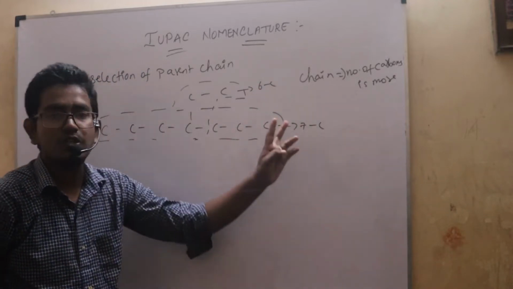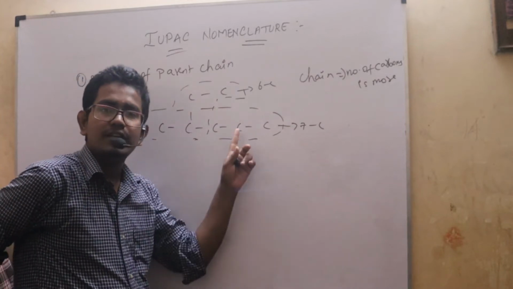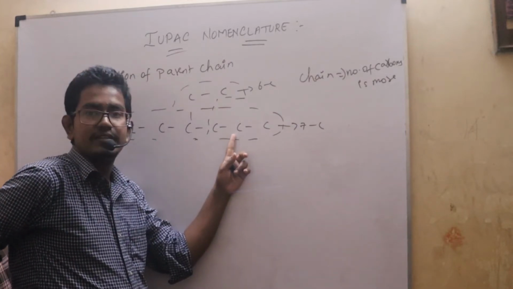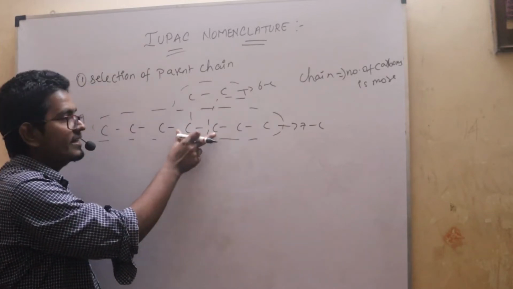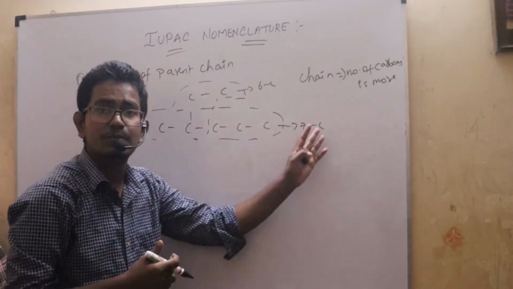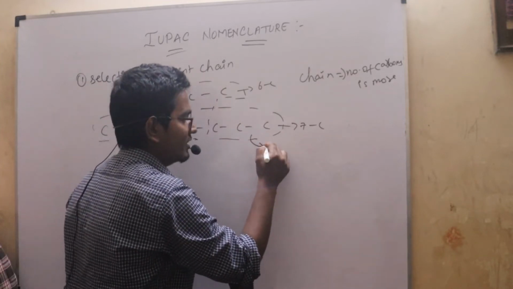So, the chain in which the number of carbons is more. Whatever I chose in the first one, the straight chain I took has 7 carbons. That means here it has more carbons, so this chain will be known as the parent chain.